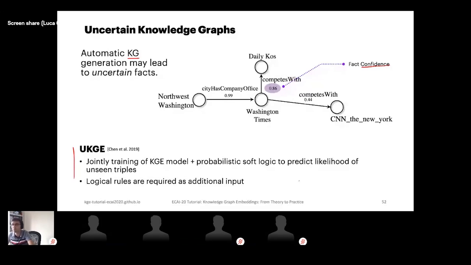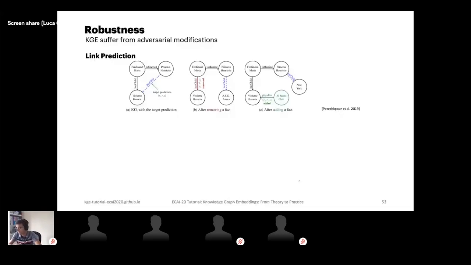Also, it's important to understand when talking about topics around knowledge graph embeddings research that knowledge graph embeddings suffer from adversarial modifications. They are neural architectures, and just like any other model, they suffer from adversarial attacks. So if we think about predicting a link, this is the correct prediction: Princess Henriette has child Violante Bavaria. And if we remove this fact, what happens if we take it off? Well, we may come up with a different kind of prediction, which is wrong.